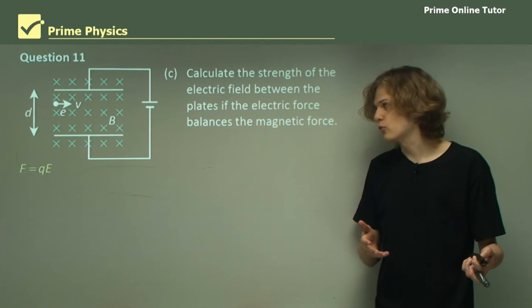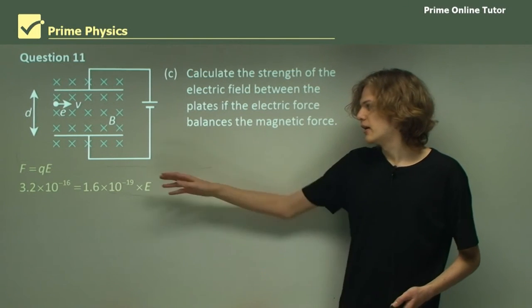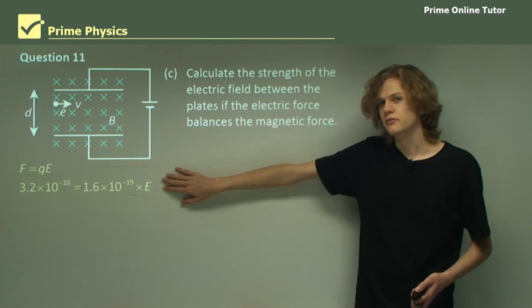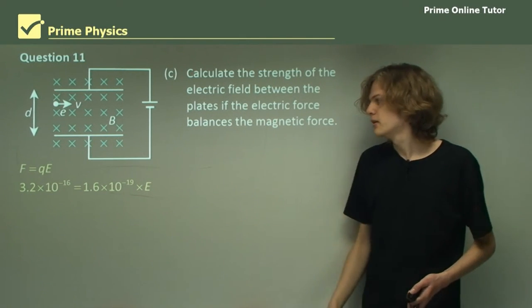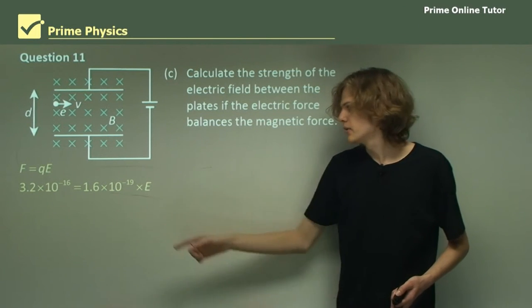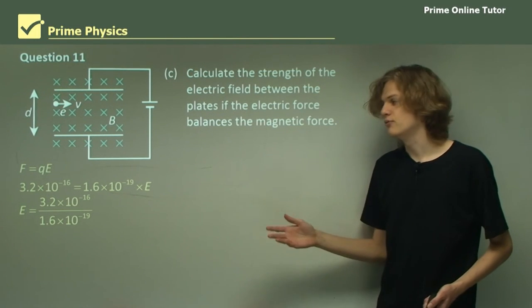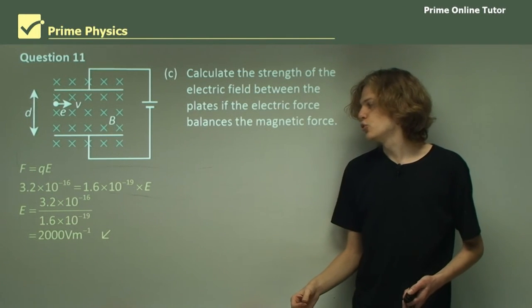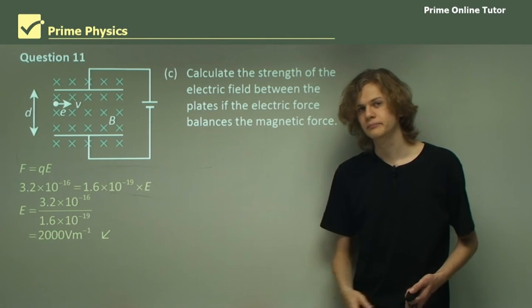calculated in the previous part of the question, which is here, to find an expression for the electric field strength. Dividing both sides by this number, we calculate an expression for E, and evaluating that, we find that the strength of the electric field is 2000 volts per meter.